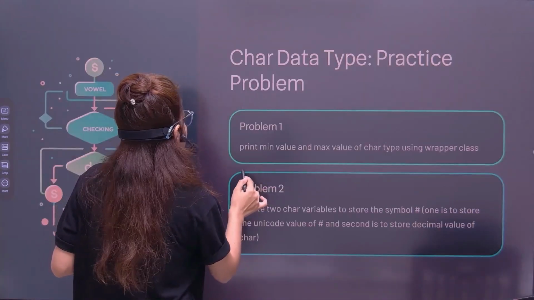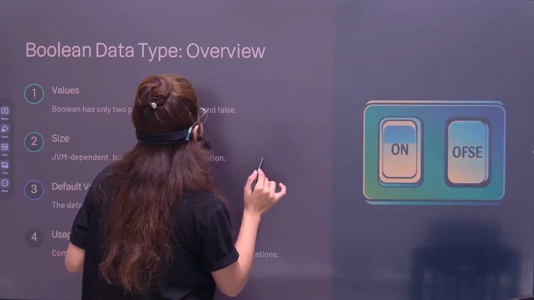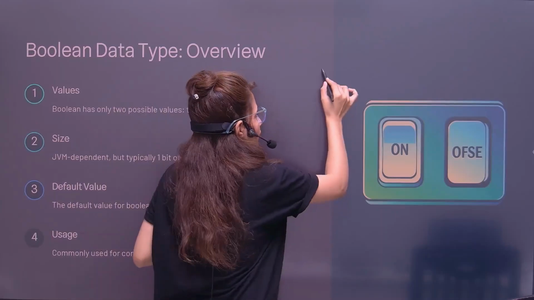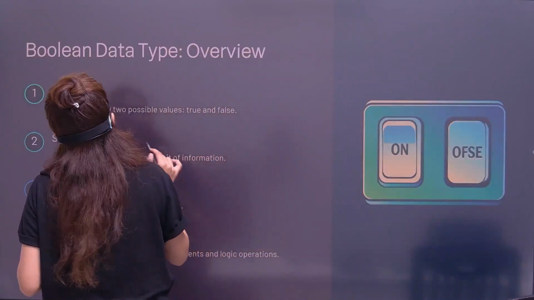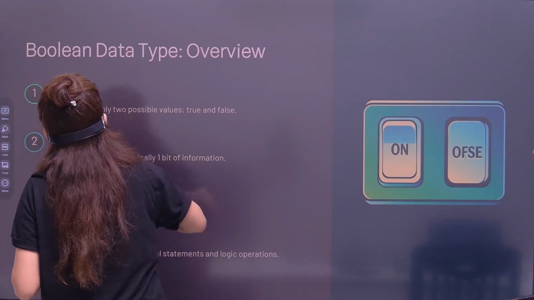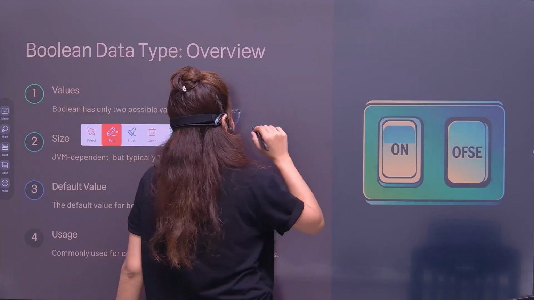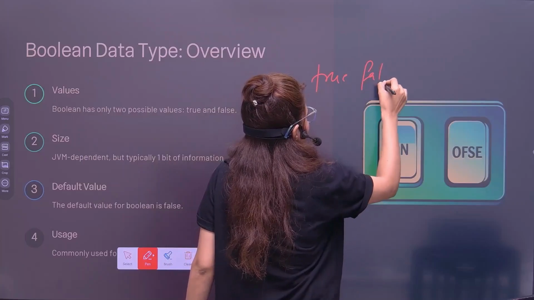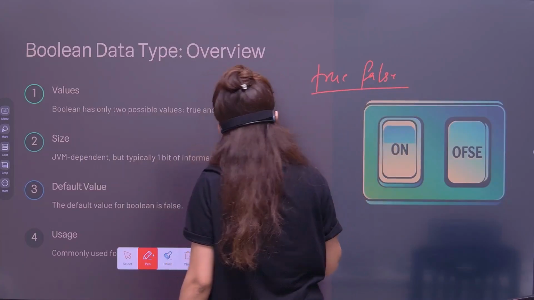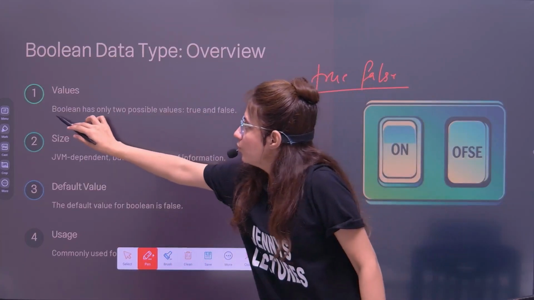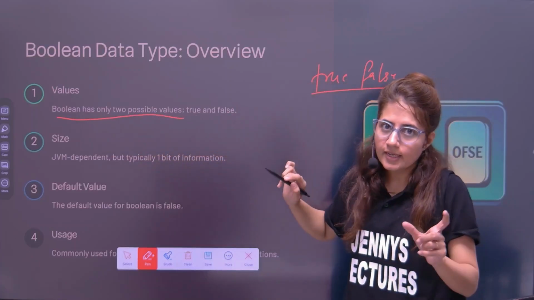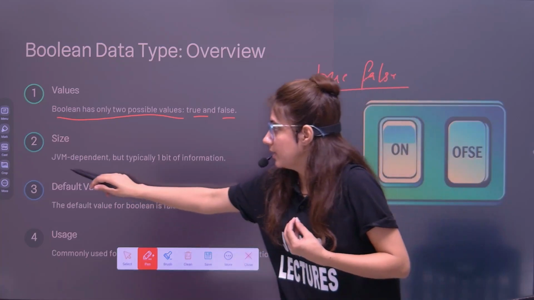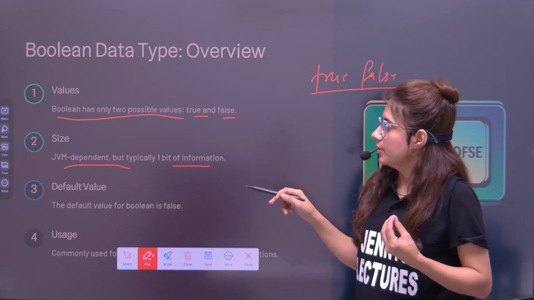Now we have discussed the character data type. Now we will see the Boolean data type. There are two values, on and off, or true or false, these logic values. To store these logic values, we have a Boolean data type in Java. We can store true and false, these two logic values for on and off, with the Boolean data type. Size is basically JVM dependent, but typically it's one bit of information.